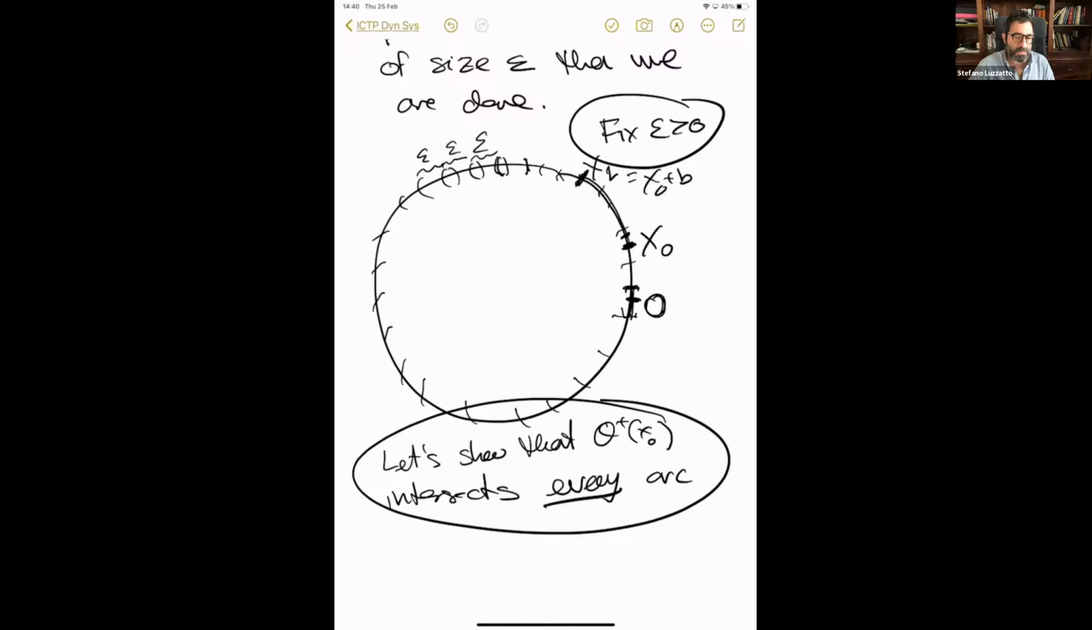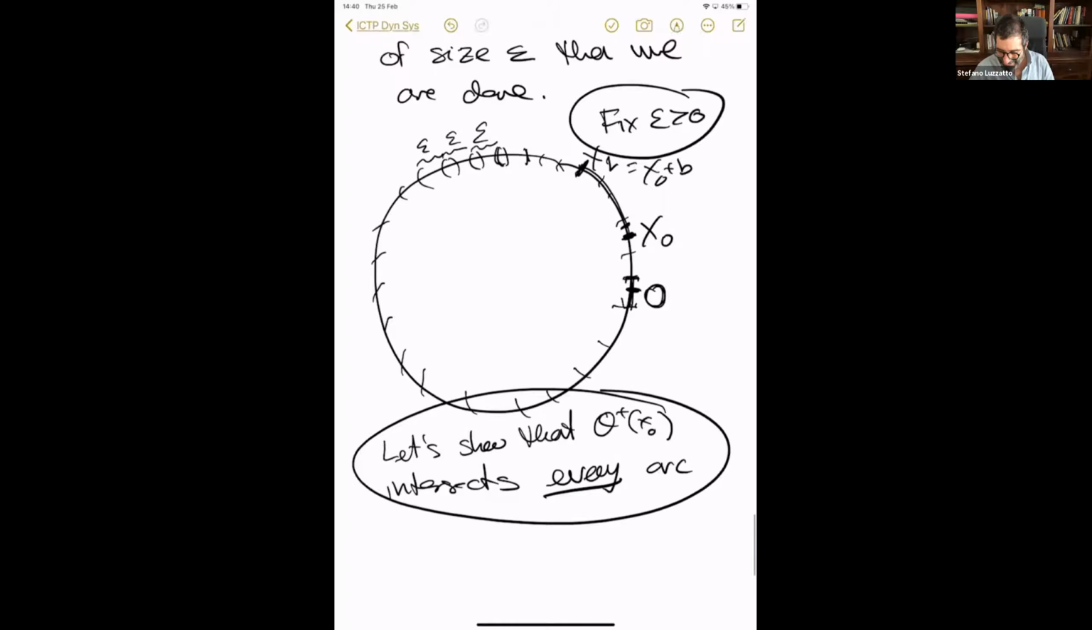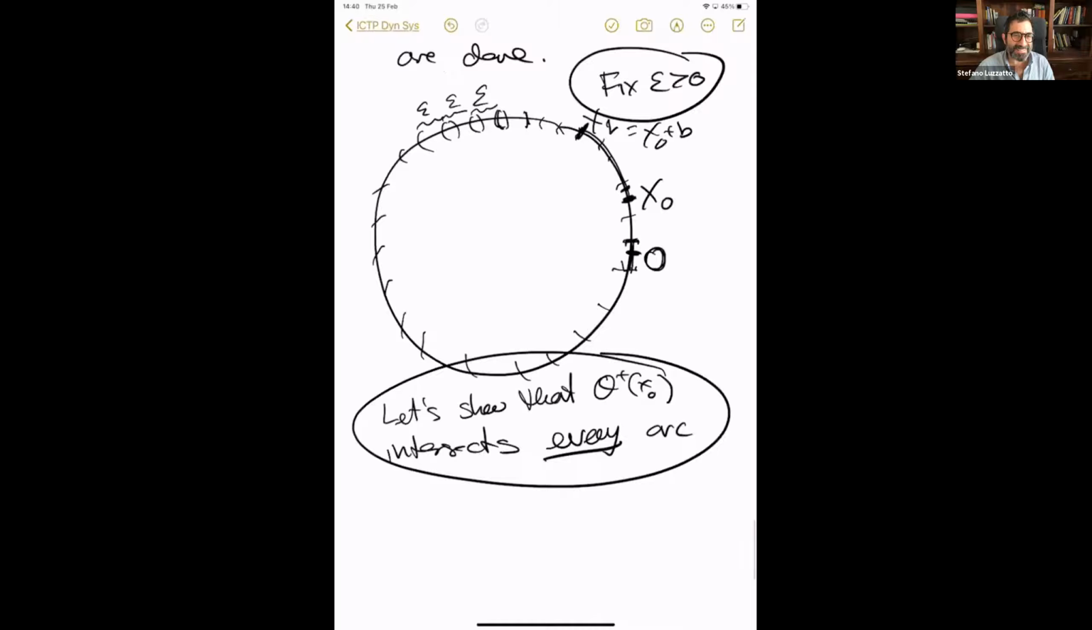And why is that? It's because otherwise it's going to take a leap bigger than epsilon, and this is contradictory. Yeah, you need to explain a little bit better.